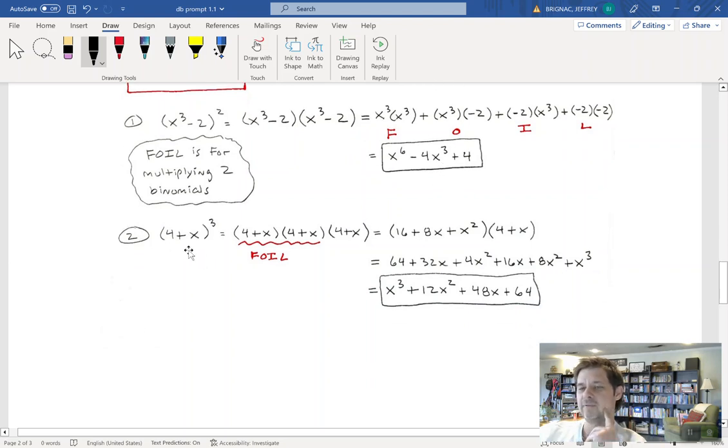What about this other one, 4 plus x to the third power? Well, what does the third power mean? What does it mean to raise something to the third power? It means you multiply it by itself 3 times. So I've written that out right there: 4 plus x times 4 plus x times 4 plus x. Now, because these are binomials, we can use FOIL for that. So 4 plus x times 4 plus x by FOIL is 16 plus 8x plus x squared. And then I still have this one.